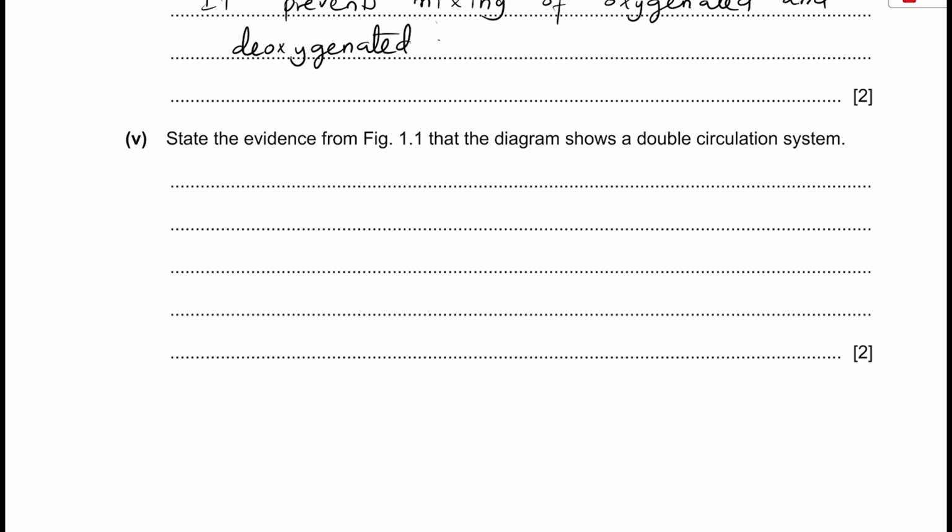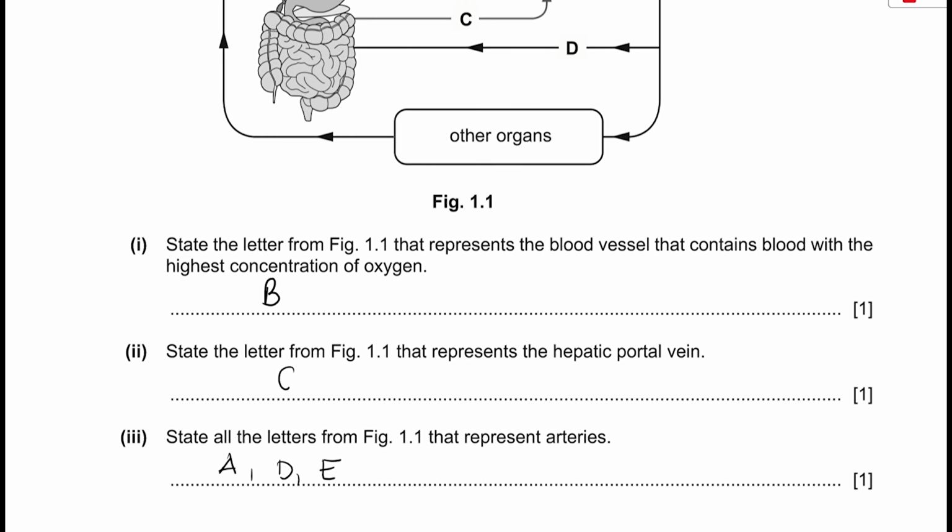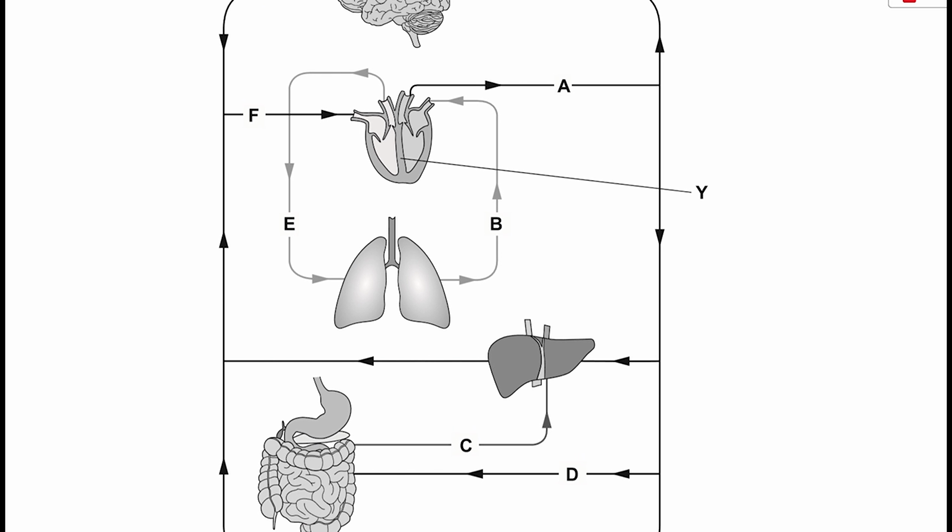Then Roman 5 says, state the evidence from figure 1.1 that the diagram shows a double circulation system. Now when we speak of double circulation, it means that the blood is flowing through the heart twice, or we have two loops of circulation. And of course, when we look at our diagram over here, we actually have two loops of circulation.